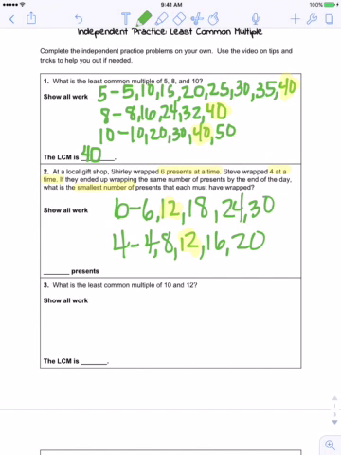And just to keep going, if you would have kept going with your number 4, you would have gotten 24. And you can see really quickly that they do have 24s in common, but these aren't the least, the smallest number they have in common. So that's why 12 presents would be the answer to this problem.